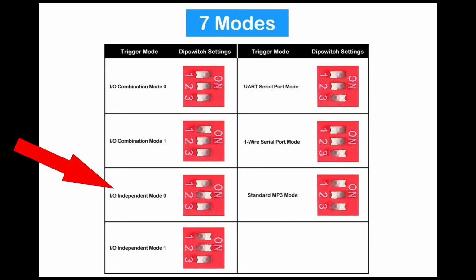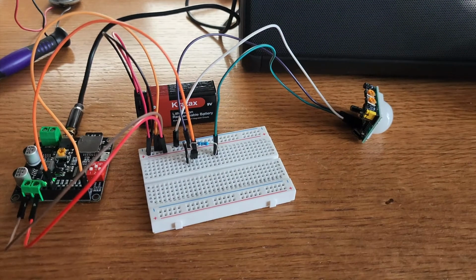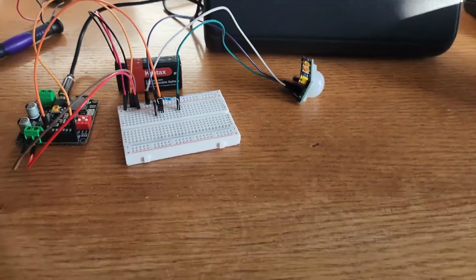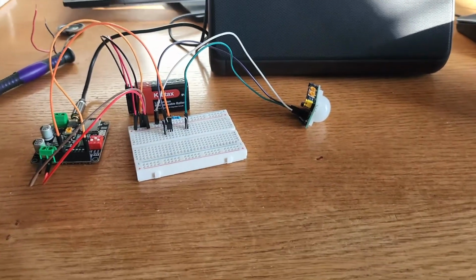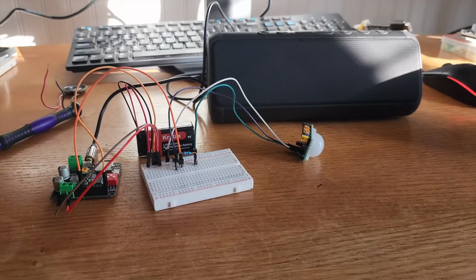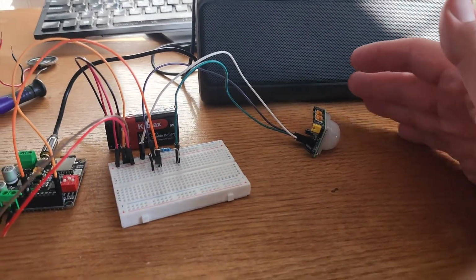Sticking with independent mode zero, I used an NPN transistor with my motion sensor to trigger songs when motion was detected. This was a failure with motion detection, but I wanted you to hear how good the sound was when you connect the speaker to the audio port.